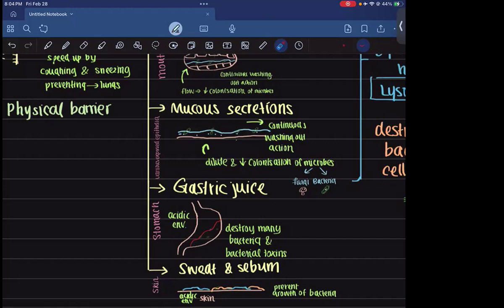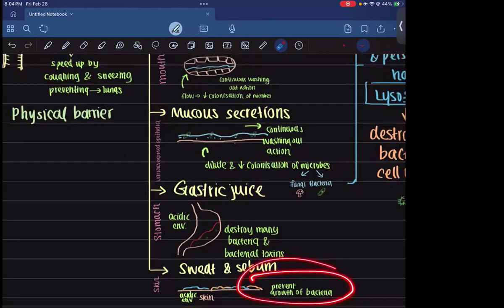So where is this present? This is present on your skin, and what will they do? They will be preventing the growth of bacteria. So what is bacteria scared of? It is scared of acid. So this sebum and sweat will be creating an acidic environment to prevent the growth of bacteria.